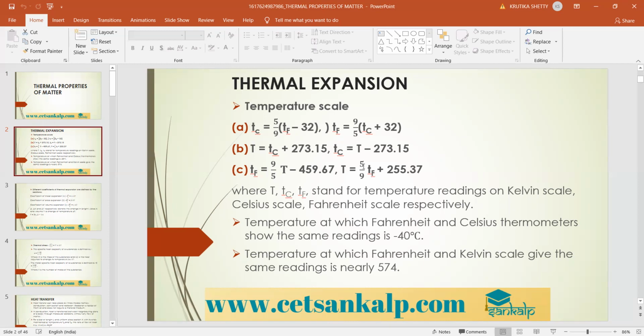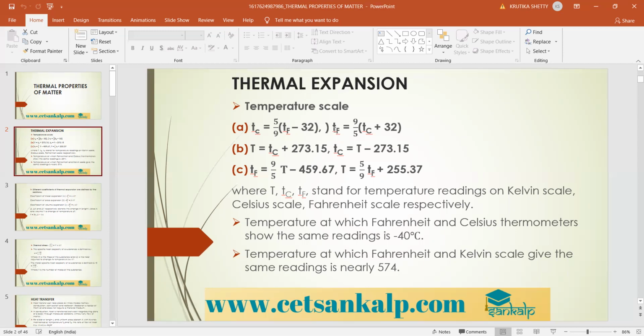So here we have three formulas. I hope you are able to see this. In the first one we have Tc is equal to, where Tc is the temperature in the Celsius scale. You can convert the temperature given in Fahrenheit into the Celsius scale by using this formula: Tc is equal to 5 by 9 into bracket Tf minus 32.